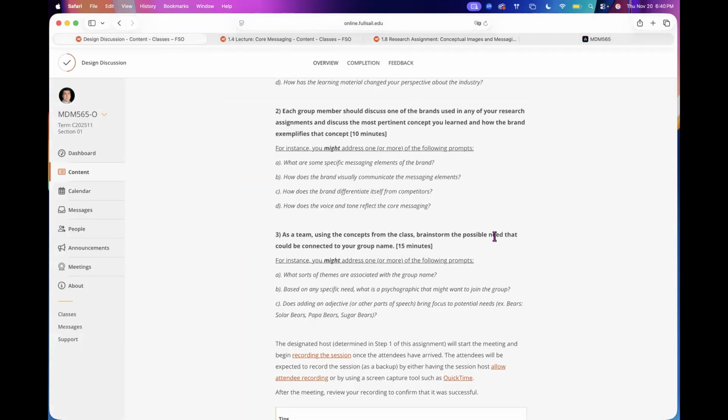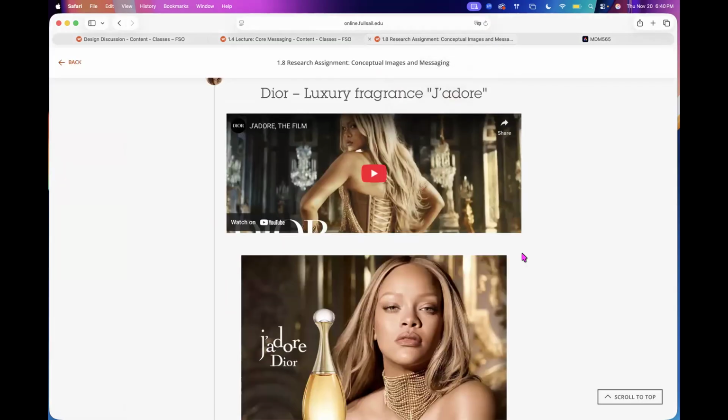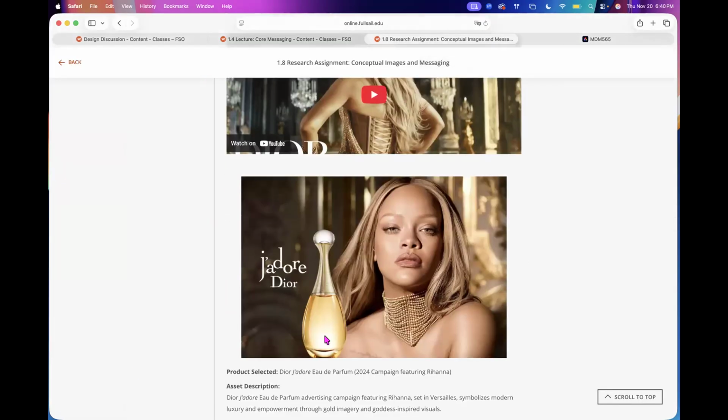Their color palette choices, everything just goes with the perfume, and they put that in the commercial. It's top tier. It's very cohesive. And the bottle's beautiful and everything.